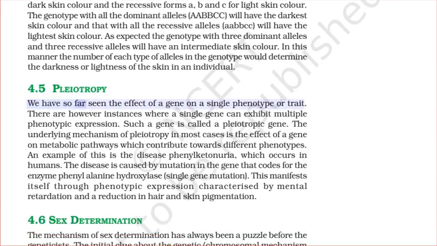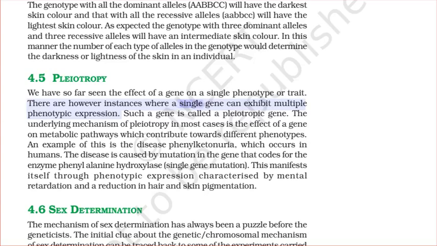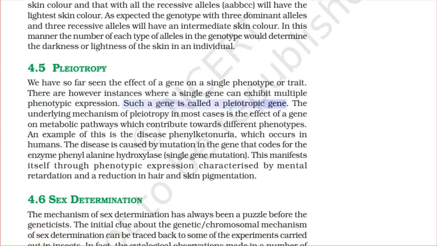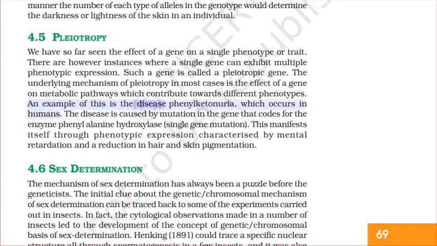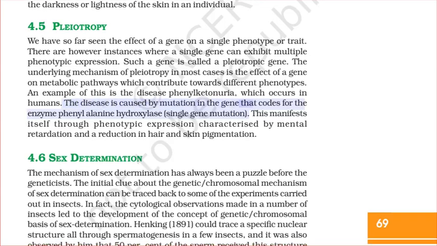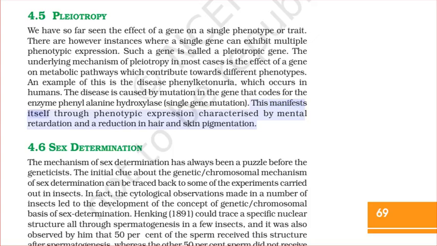Pleiotropy. We have so far seen the effect of a gene on a single phenotype or trait. There are, however, instances where a single gene can exhibit multiple phenotypic expression. Such a gene is called a pleiotropic gene. The underlying mechanism of pleiotropy in most cases is the effect of a gene on metabolic pathways which contribute towards different phenotypes. An example of this is the disease phenylketonuria, which occurs in humans. The disease is caused by a mutation in the gene that codes for the enzyme phenylalanine hydroxylase, a single gene mutation. This manifests itself through phenotypic expression characterized by mental retardation and a reduction in hair and skin pigmentation.